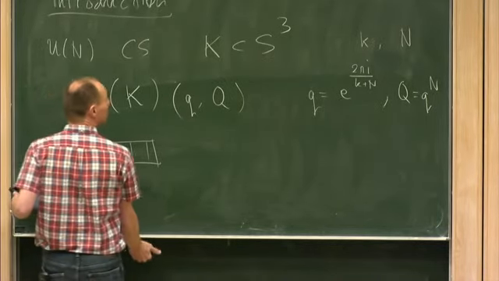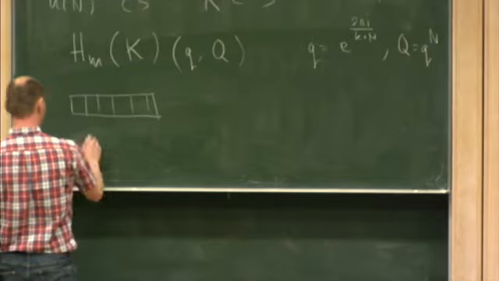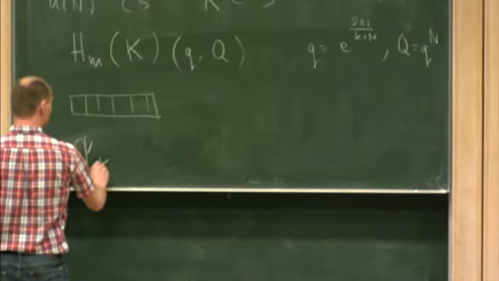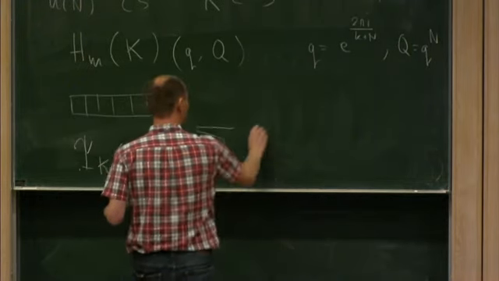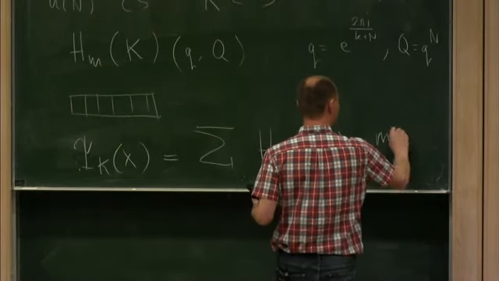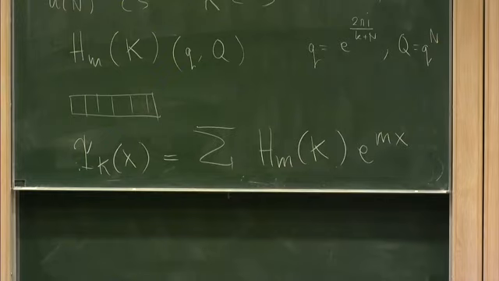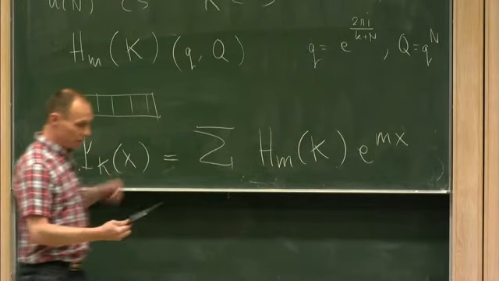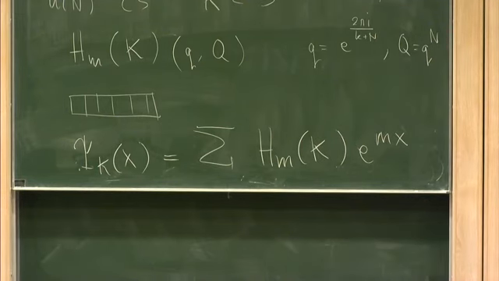And then we can collect these things into some kind of wave function, which is a generating function for all of these, which I write like that. So it's just a way to collect these colored HOMFLY polynomials.